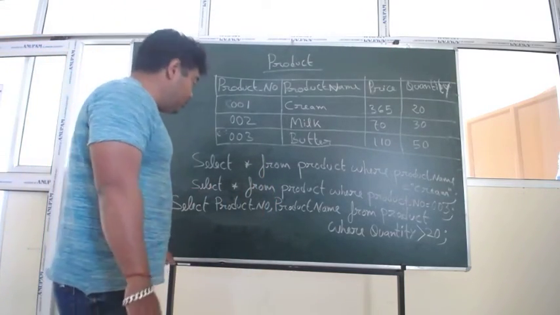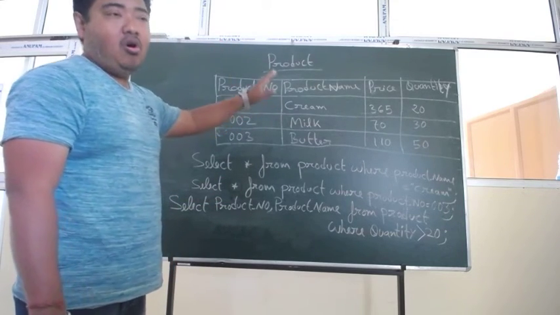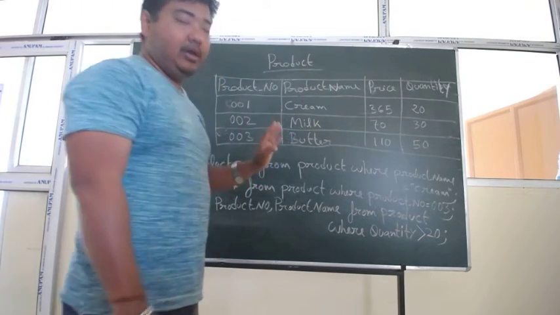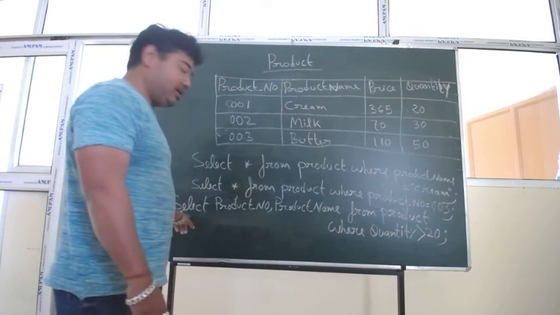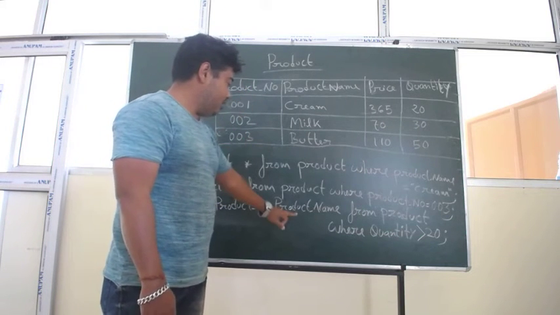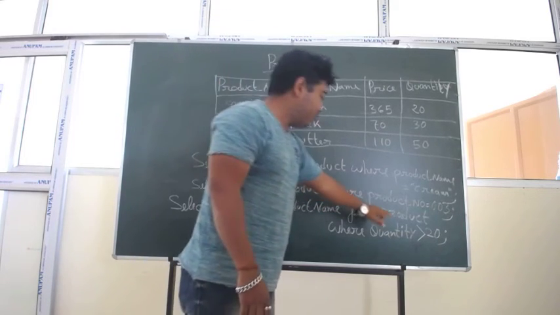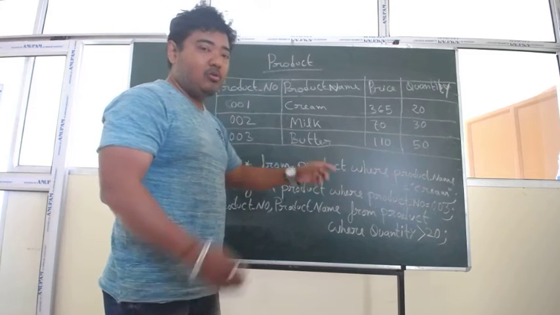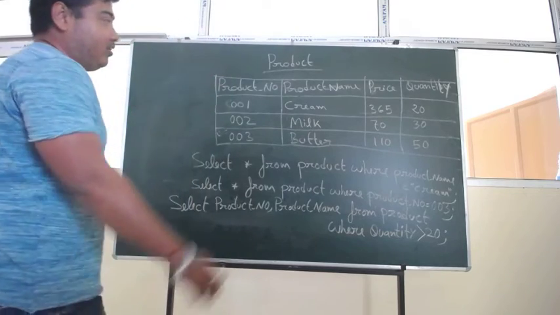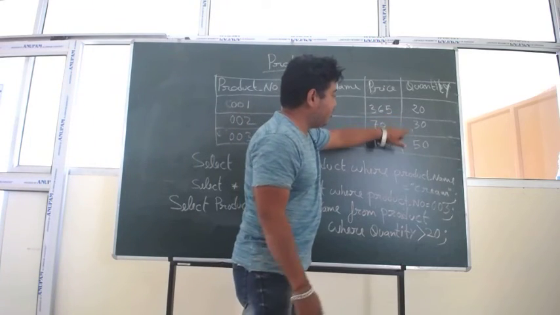Now, as I have told you, I want to see only the product number and product name of a record where the quantity is more than 20. How we have written here, you see: select, only product number I want to see, product name I want to see. From where? From the table product. From table product, what is the condition? The condition is where quantity is greater than 20. Now here you can see the quantity greater than 20 records are there.